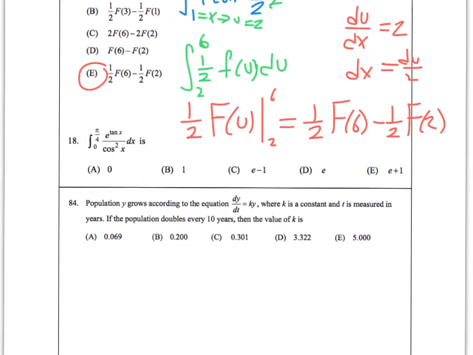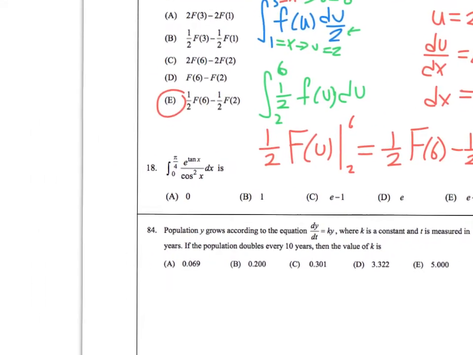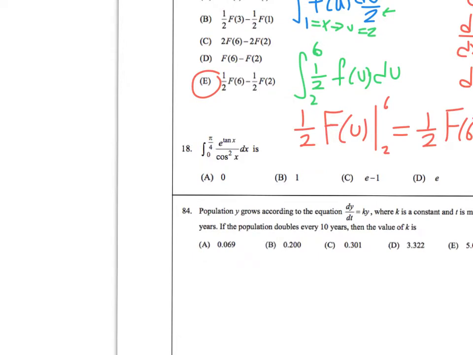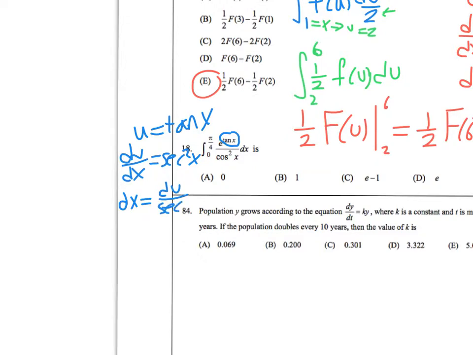All right, number 18, which there's barely any room for. I'm going to try to do this off to the right. We've got e to the tan x over cosine squared x dx. And when we do this, one of the comments that I've made is that anytime you have something inside of an exponent, that's going to be your u. So u is going to be tangent of x. Du dx is going to be secant squared of x. And that tells us that dx is going to be du over secant squared of x.